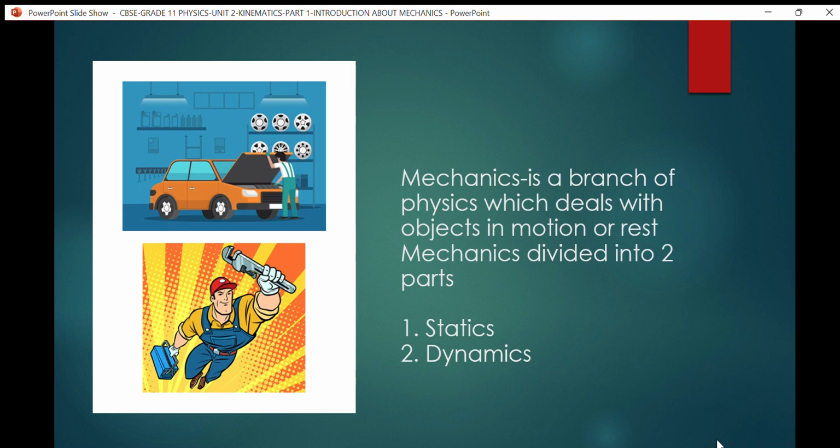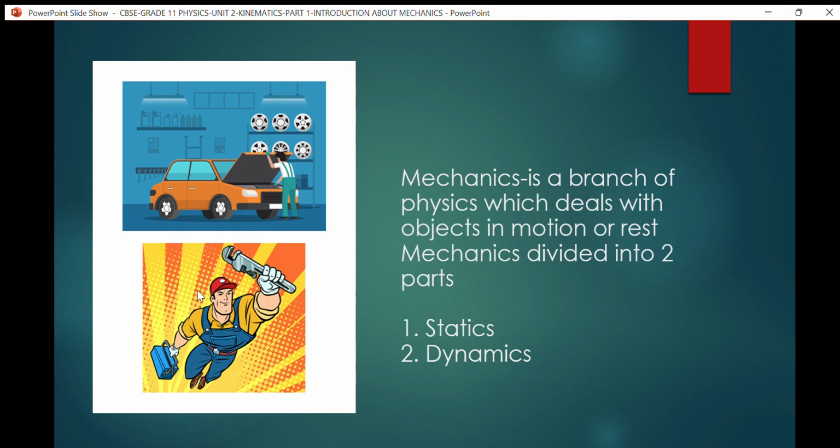Mechanics we are dividing into two parts. One we will call statics and the other one we will call dynamics. Here you can see the two pictures. In the first picture, the body is in the state of rest. You know what is the meaning of rest. Rest means the position of the body is not changing with respect to time. So we say the body is in the state of rest. So those objects are coming under the study of statics.